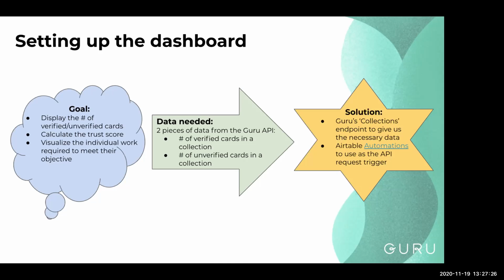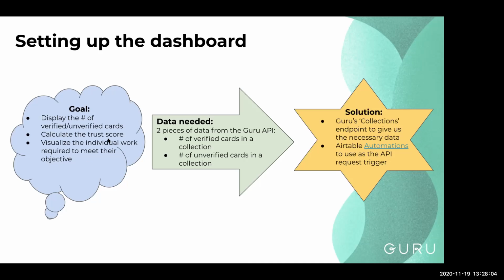And the second, really important, this is kind of the core thing we were after, is we needed to have the trust score for each collection. That was our KPI. That was our measurement of success here. And we could actually calculate that from those 2 pieces of data in the first goal. And the third one was something I wanted for myself, but I also wanted for the individual team members too. And this was a way to visualize how much work it would take on an individual level to bring their collection up to the verification level that we were looking for.